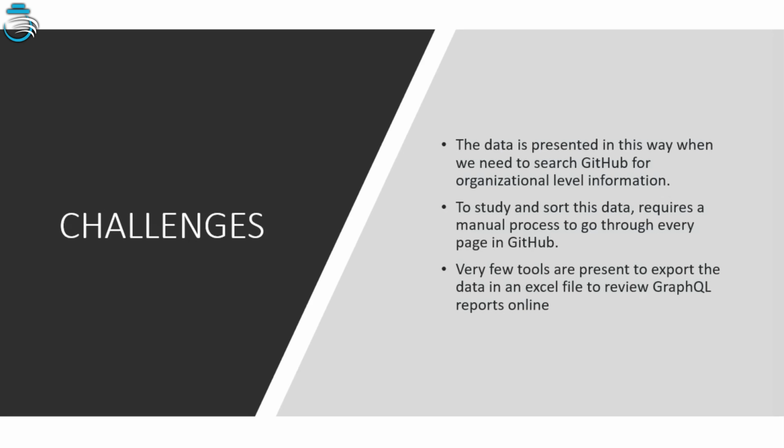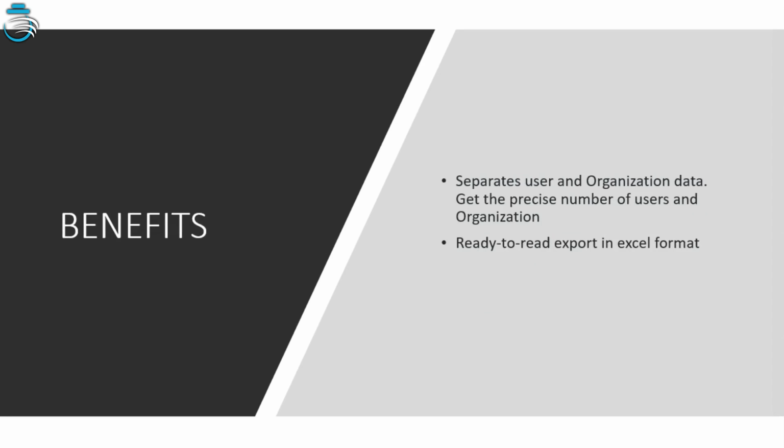To sort the data which comes from GitHub search requires a very manual process. There are also very few tools for this. When you want to export any GraphQL data from GitHub, there are not many tools where you can do that in an Excel file. So that functionality has been added to this application as well, to generate an Excel report based on the input you enter inside the application. Seeing the advantages, you will be able to separate and organize all the data as per your requirements into a report, and that report will be ready to read in an Excel format.